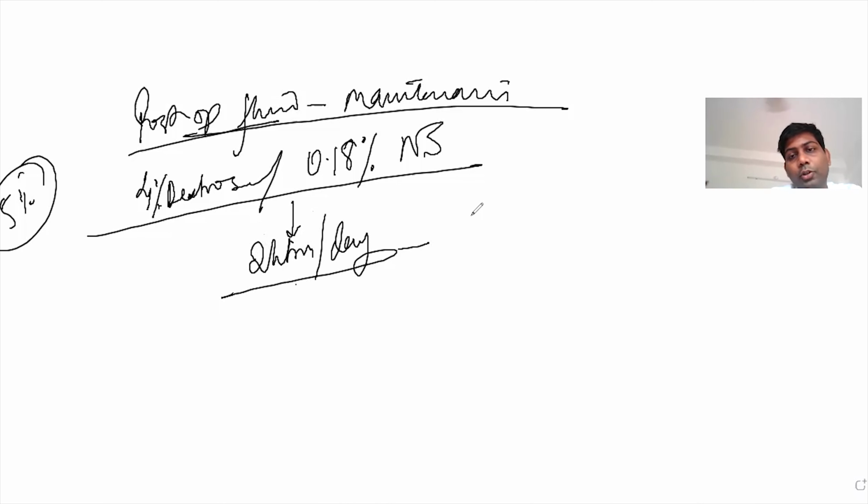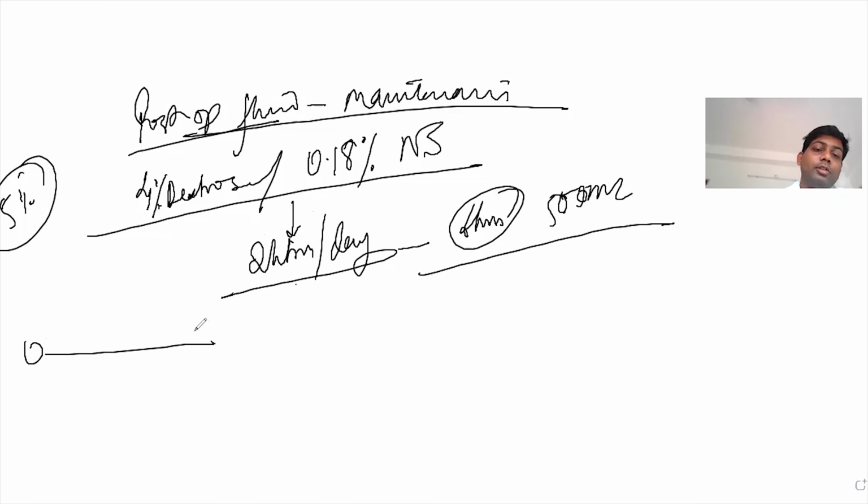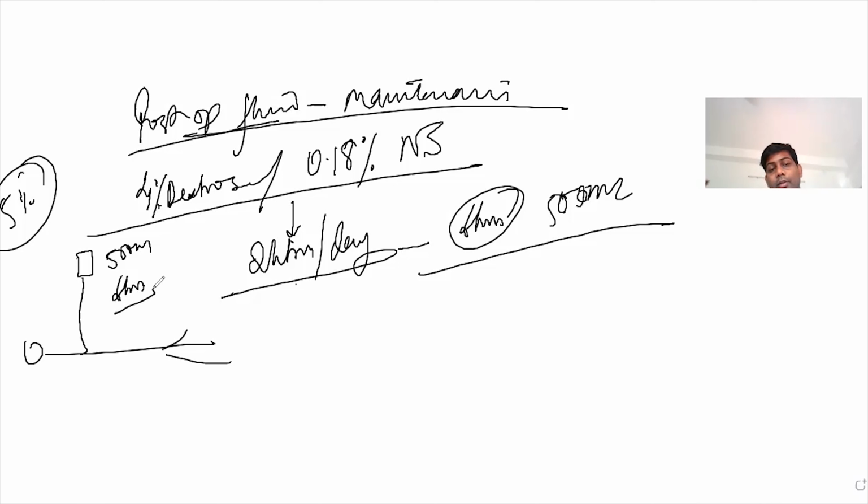That means one bottle should be given over 6 hours. One bottle contains 500 ml. So this is the patient. You are giving one bottle of fluid, which is 500 ml. If you give one bottle, it has to be given over 6 hours. Then 2 liters will be delivered in one day. That is how you regulate the fluid.